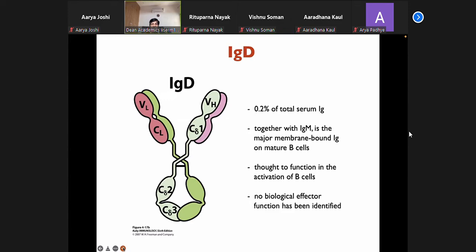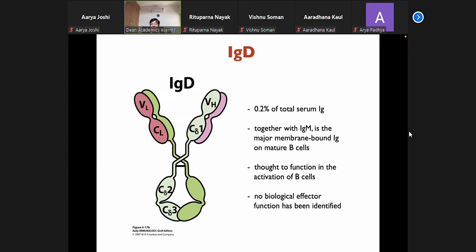Okay, IgD, very limited. So you find a very limited level of this antibody in serum. Together with IgM, it forms this receptor, the membrane-bound immunoglobulin on mature B cells. So basically on the surface of your B cell, you have IgM and you have IgD. These are actually a part of the receptor.